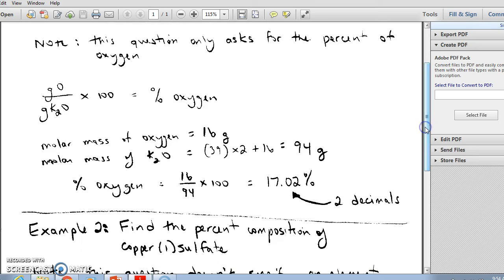The molar mass of potassium oxide is 2 times the mass of potassium plus the mass of oxygen for a total of 94. So 16 out of 94 grams is the percent of oxygen. So we use 2 decimal places and we round to 17.02%. So 17.02% of any sample of potassium oxide is going to be mass contributed by oxygen.